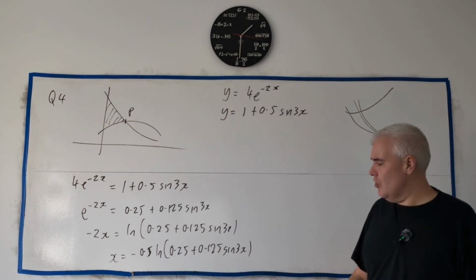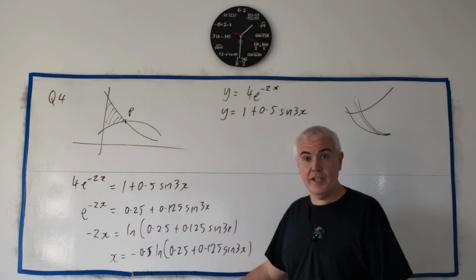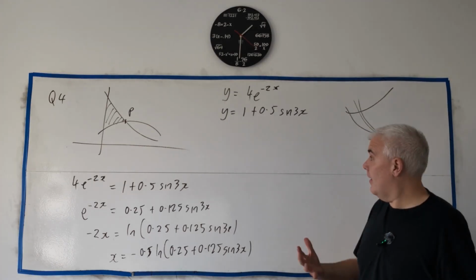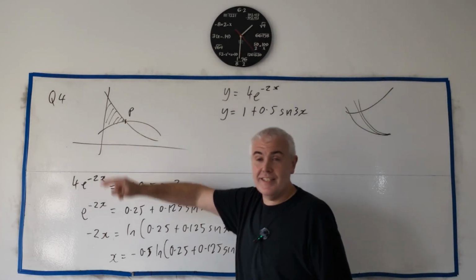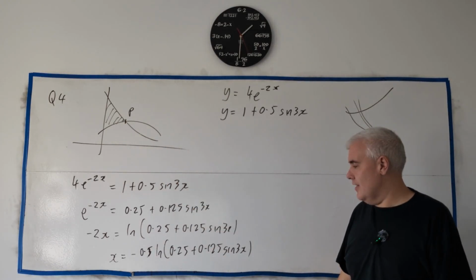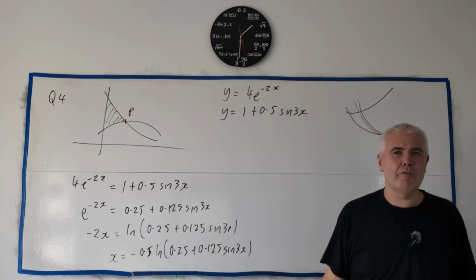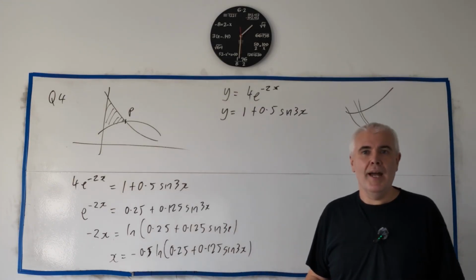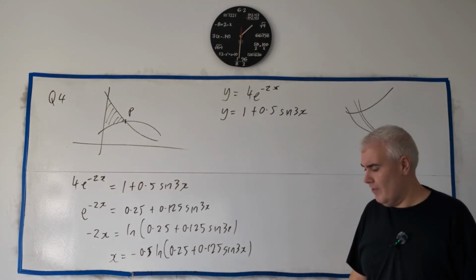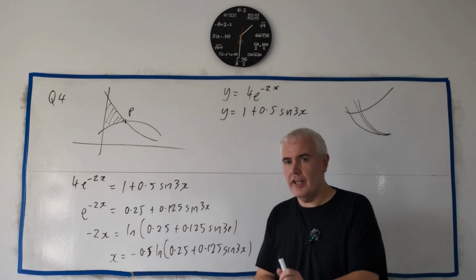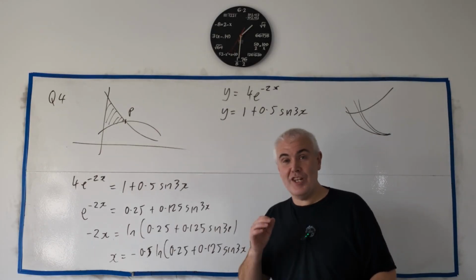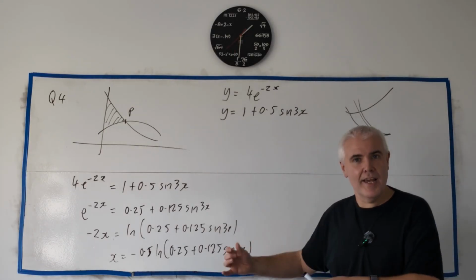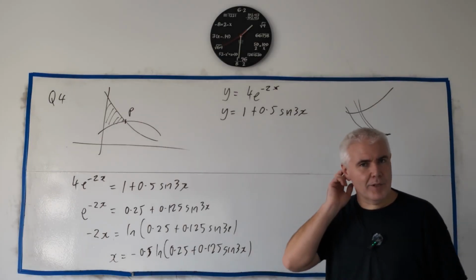In part B, they want you to use the iterative formula from this equation here to find out what the exact point of intersection is. To give you more information, they want 6 significant figures on each step, and your final answer should be 4 significant figures. This question comes up every year, so you've no excuse not to be able to do one like this. They change slight things from time to time.